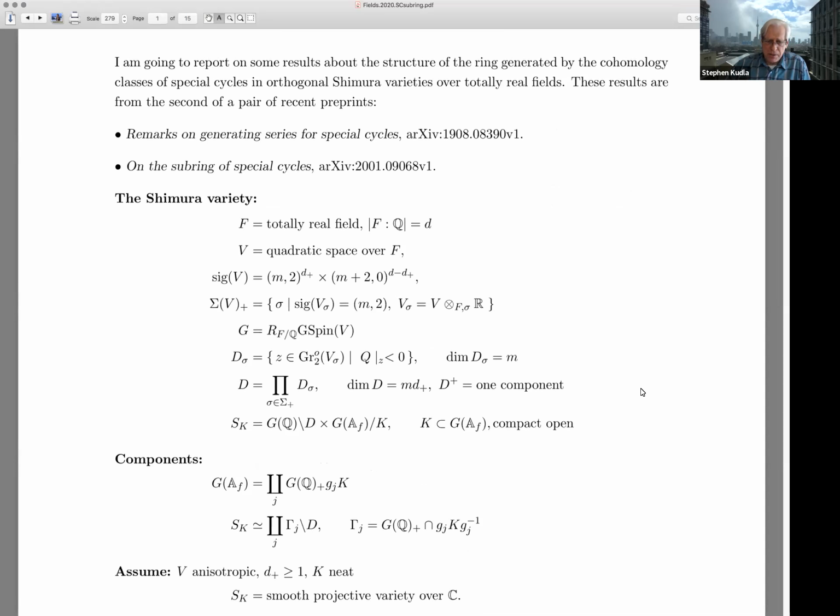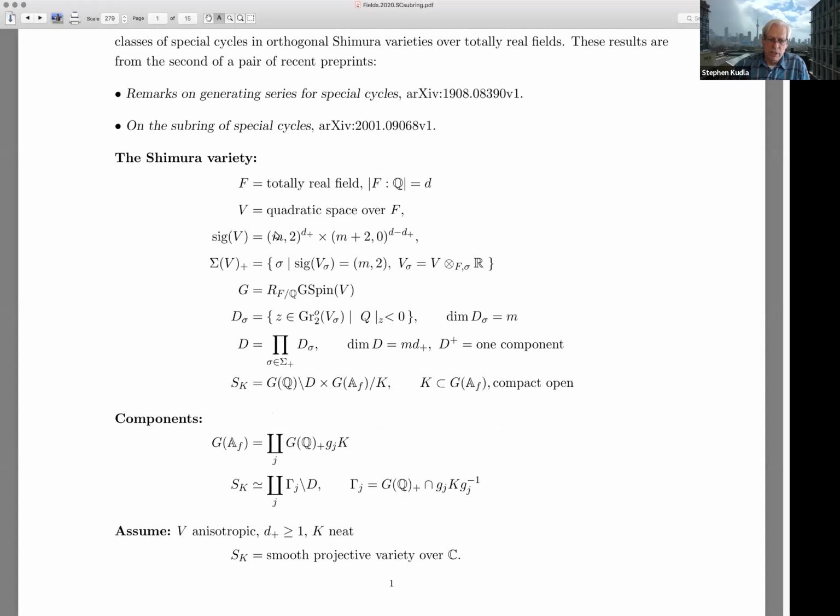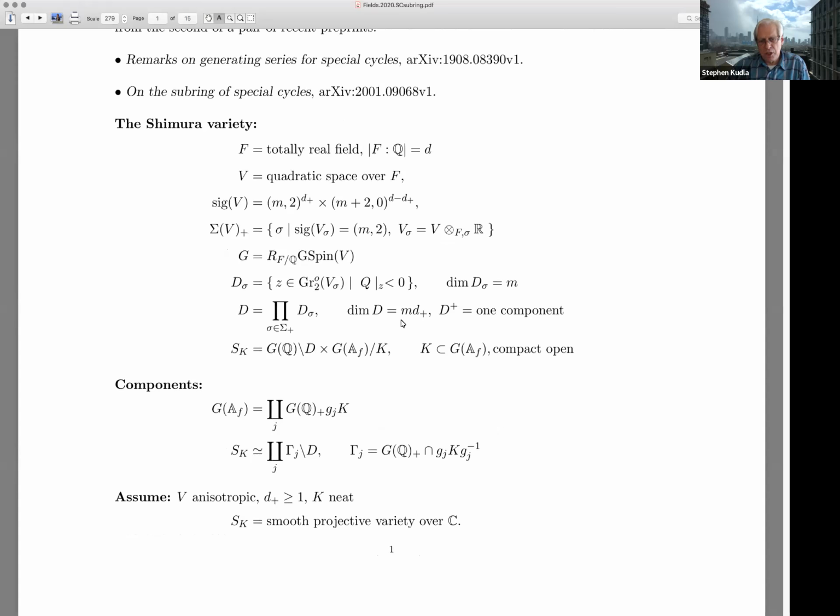And then the symmetric space in this situation will be gotten as follows. For each Archimedean completion, V_σ is V tensor over F, σ, R, where σ is a real embedding of F. D_σ is the negative two-planes, oriented, that's what the O means, inside of V_σ. And there's a factor like this. So this is a Hermitian domain of dimension m. And there's a factor like that for each place in this set of places Σ_V^+. So you take the product of those, that's our symmetric space. It has dimension m times d+.